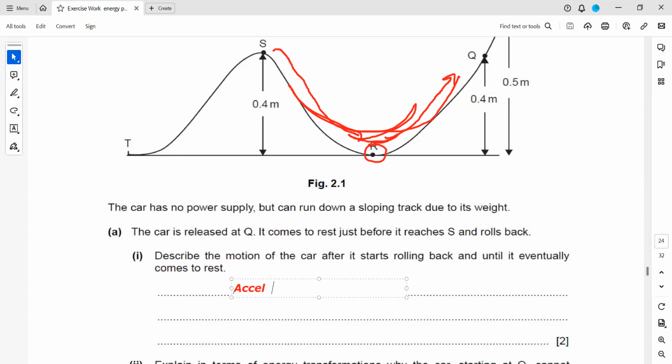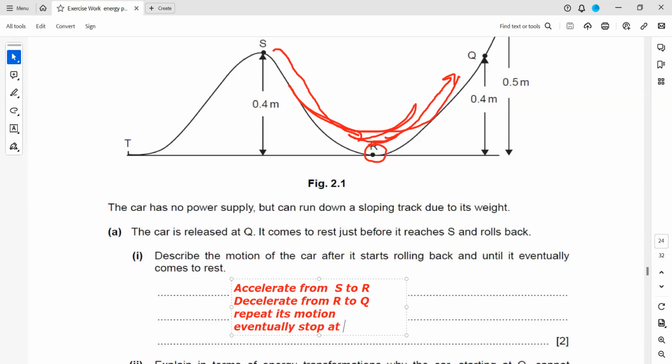So it will accelerate from S to R and decelerate from R to Q, and it will repeat its motion and eventually stop at R. So at point R, it will eventually stop.